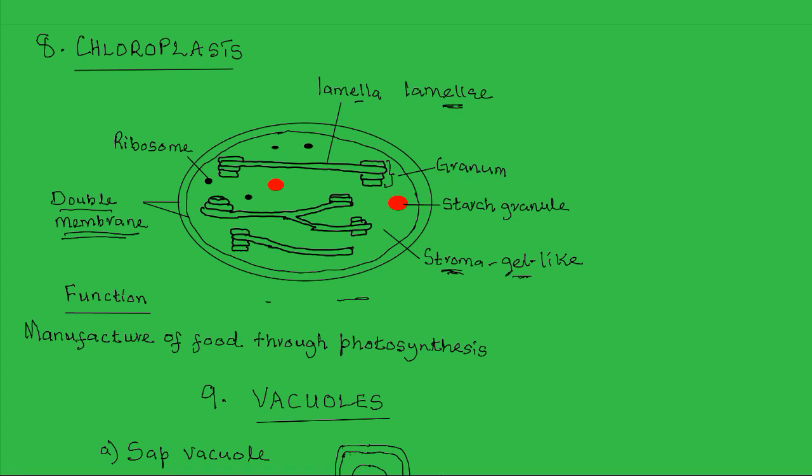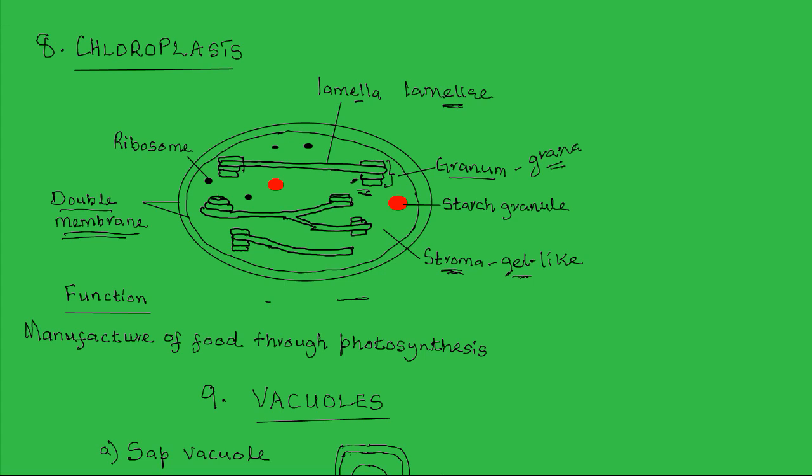At some points, the lamellae are stacked together, like here and here. They are stacked together to form grana. Singular is granum. So this one stack of lamellae is known as a granum. Within the entire chloroplast organelle, we have many grana. So the plural of granum is grana.